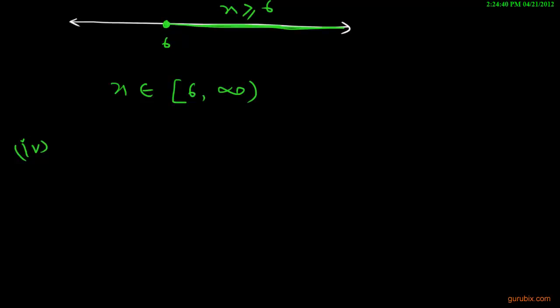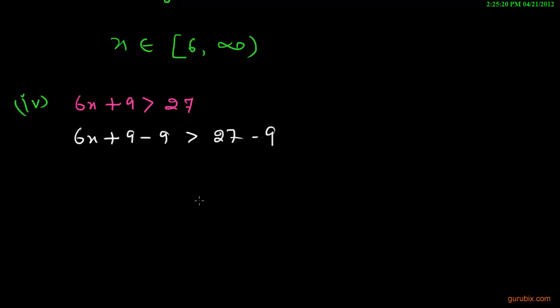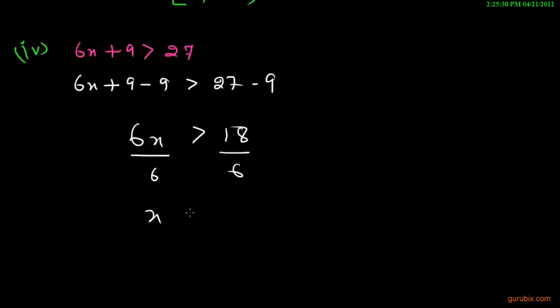In the fourth part we are given the inequation 6x plus 9 greater than 27, and we know that we can subtract the same number from both the sides of the inequation. 27 minus 9, and it will be 18. Here will be 6x. We can divide by the same positive number without changing the sign of inequality. Then it will be x is greater than 3.